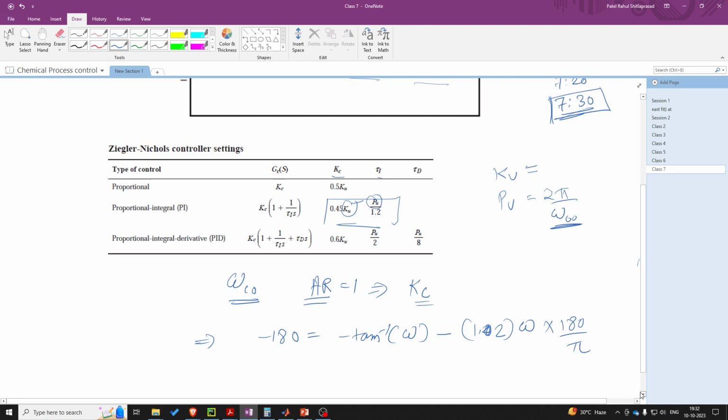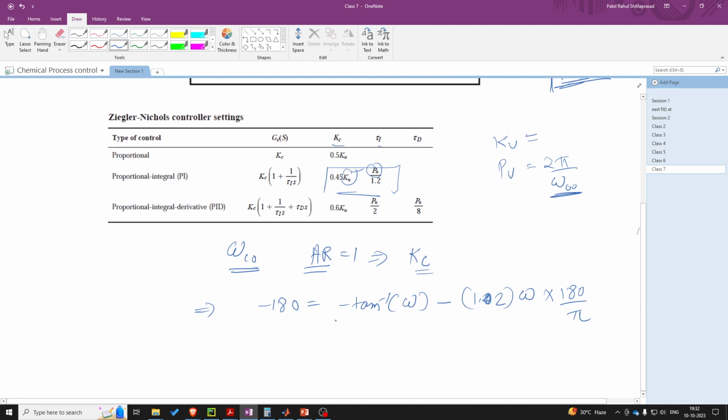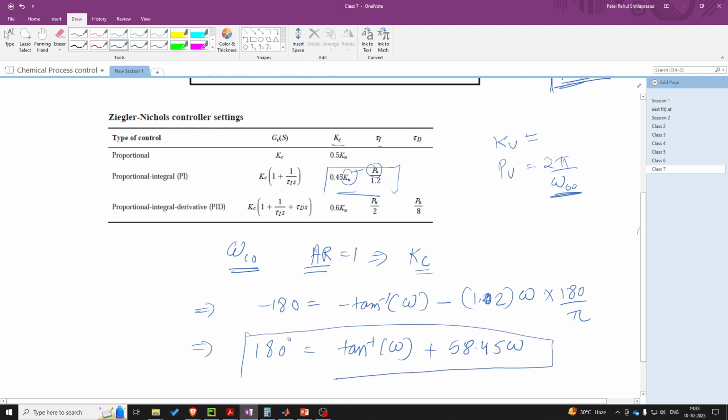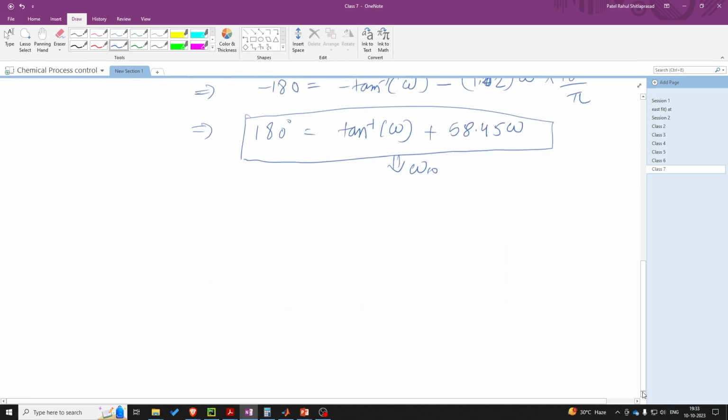Now you can just simplify this term, and you can get an equation that is 180 degree is equal to tan inverse omega plus 58.45 omega. So this is the non-linear equation that you have to solve, which will give you the value of omega c0. So you can try using trial and error.